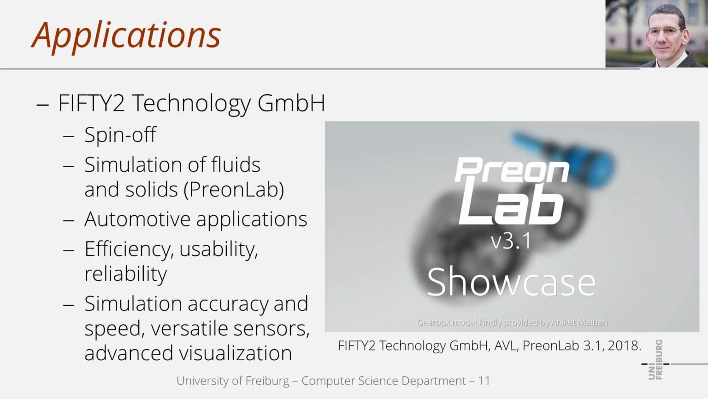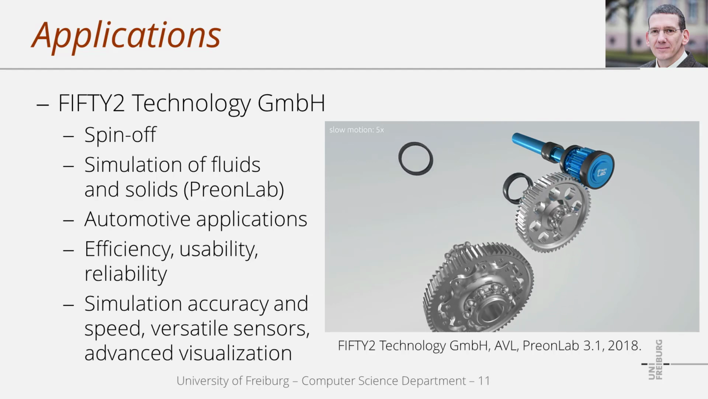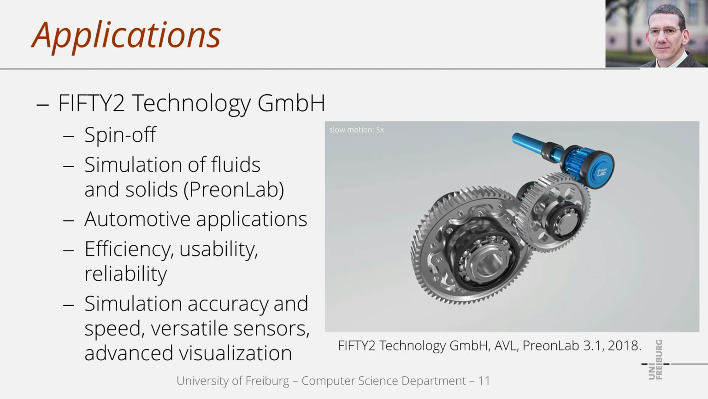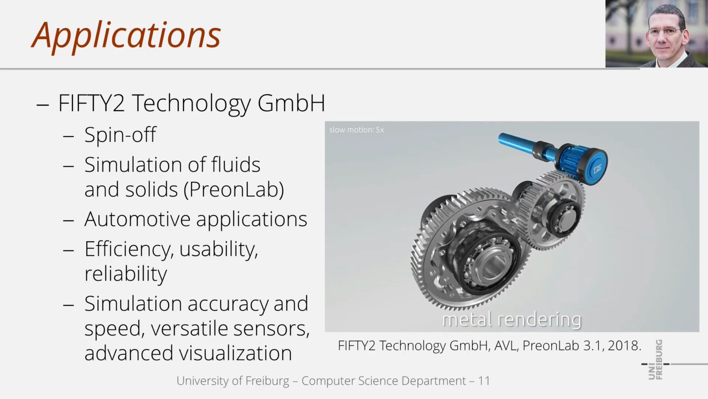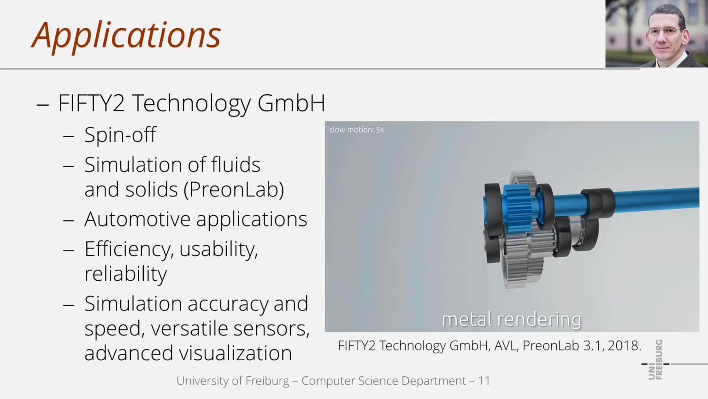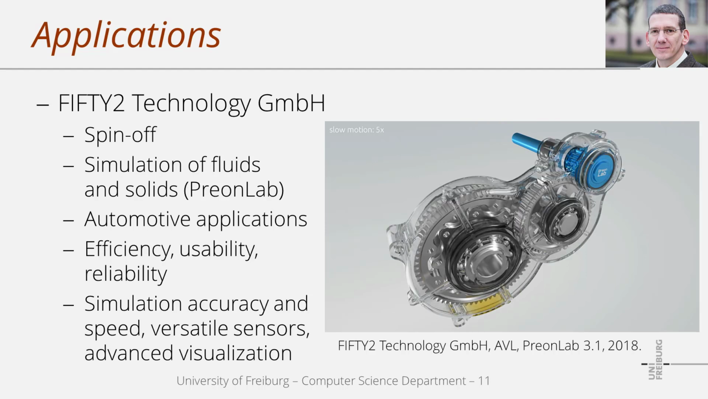Our research in physically based simulation and its applicability to computer-aided engineering have led to a spin-off. The name of the spin-off is 52 Technology, and the company has a focus on fluid simulation in the context of automotive applications. The software that 52 develops is named Prion Lab, and its success is mainly based on three aspects, which are efficiency, usability, and reliability.